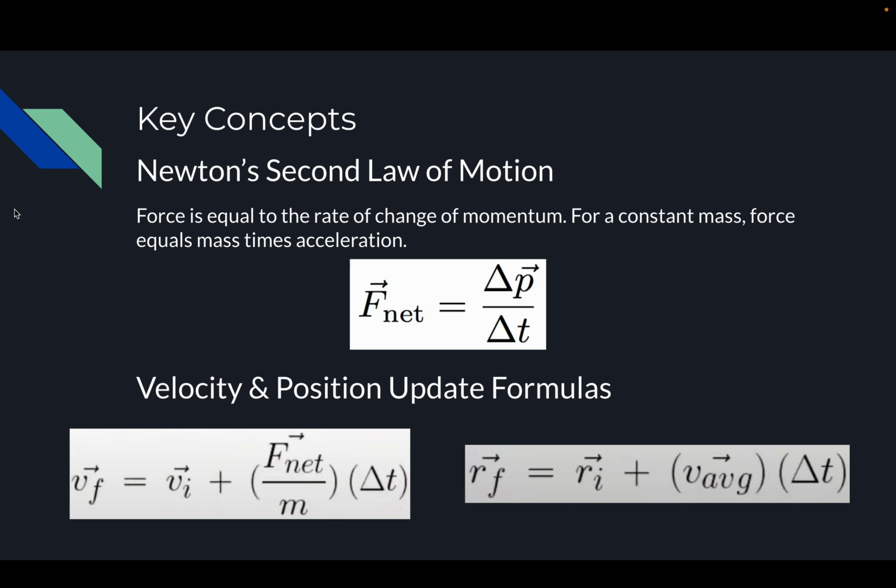Starting it off with some key concepts: Newton's second law of motion, which states force is equal to the rate of change of momentum, and for a constant mass, force equals mass times acceleration. We're going to be using this formula and variants of it to calculate the net force of, for example, a planet on a black hole, planet on a ship, things like that. And we're also going to be using the velocity and position update formulas to update each component's position.